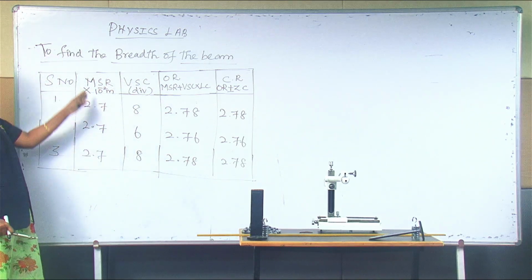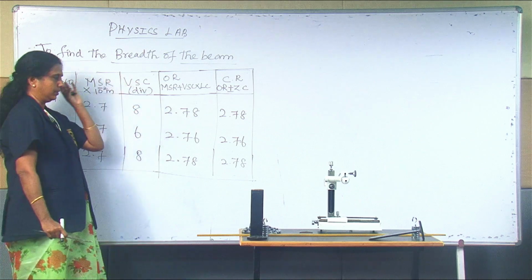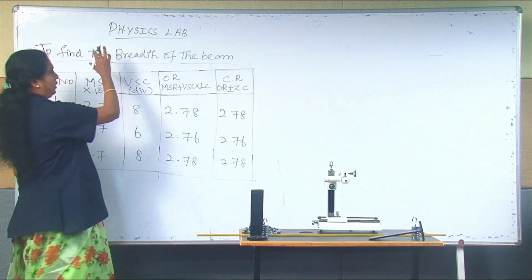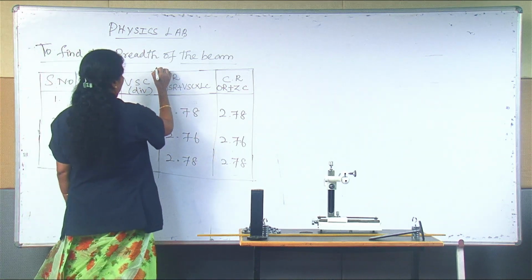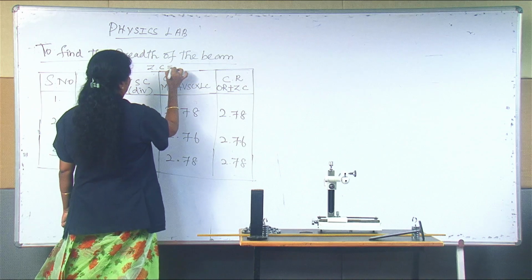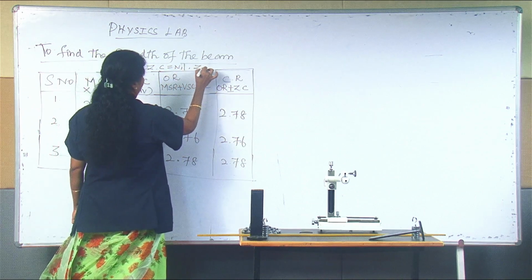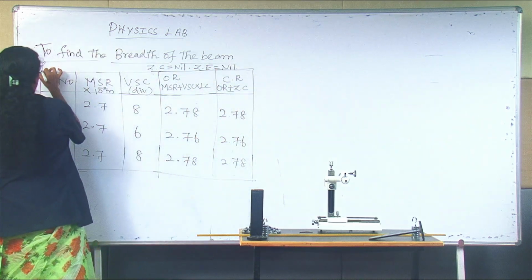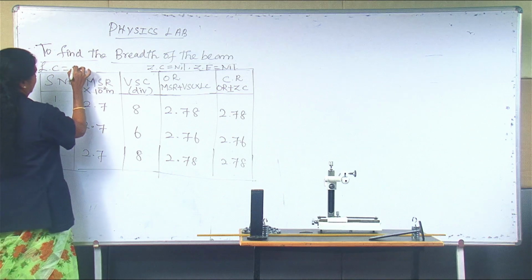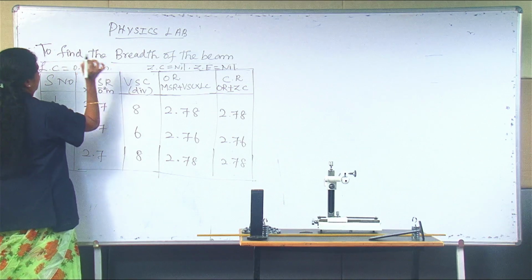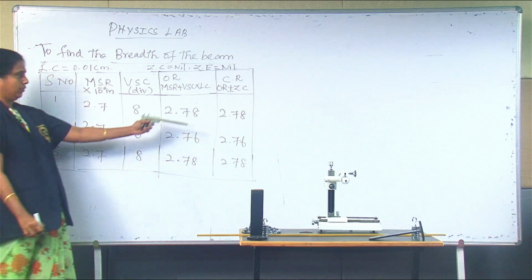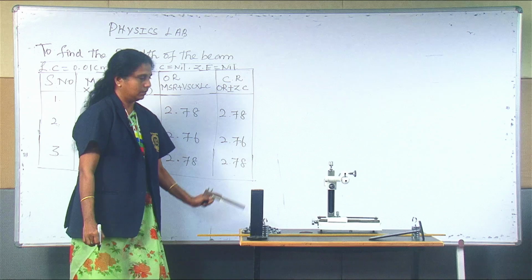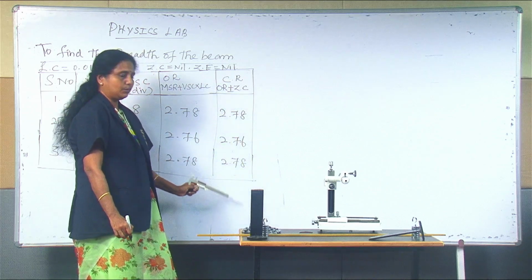If you go for a different material, definitely the main scale and vernier scale will differ. So take the average of all the 3 readings, and that is the breadth of the beam, and you should write zero correction is equal to nil, and zero error is equal to nil, and you write least count is equal to 0.01 centimeter. You go for the average of the 3 readings, and the sum should be divided by 3.